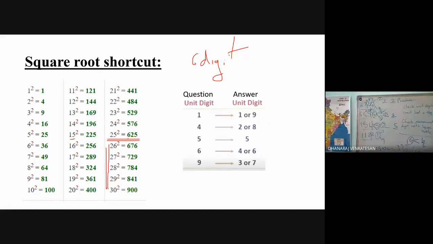156 will come between 12 square and 13 square. 12 square is 144, 13 square is 169. I will take the least value. Same like this, 118 will come between 10 square and 11 square. 10 square is 100, 11 square is 121. So I will put 10 here. This value I have to choose. 10 into 11 is 110. Here 118 is greater than 110, so I will take the greater value, 9.